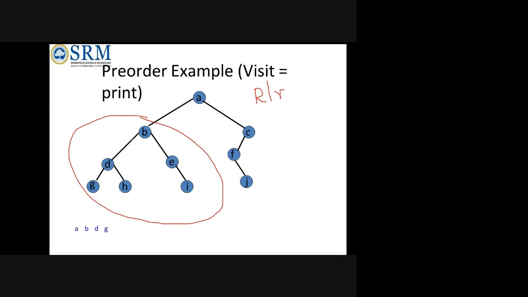Then it will take its left. In that, D is the root, so D is printed. Now it has only one child, G, so now it is going to process this left itself. Now the left is printed, G. Next the right will be printed, H. Now this is over. This will return. That is what recursion is.